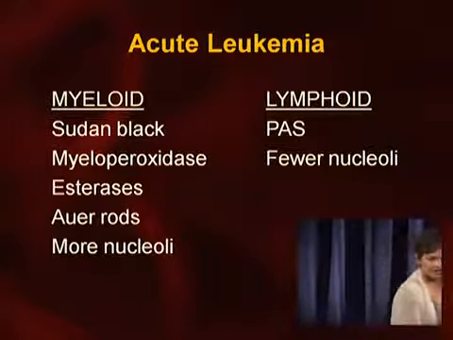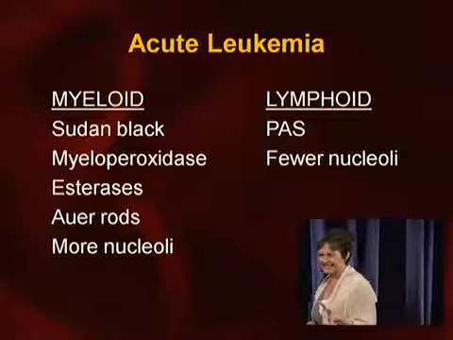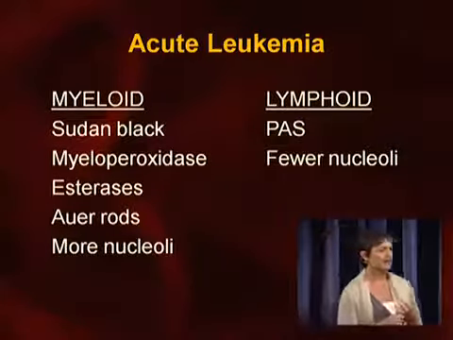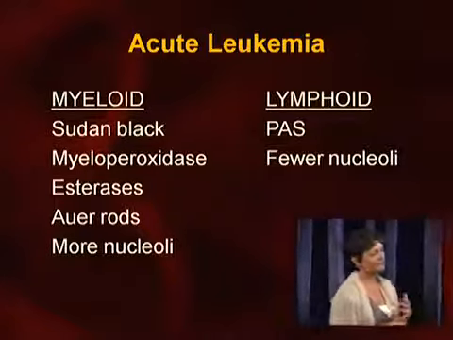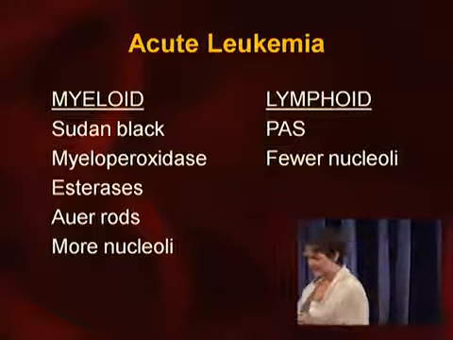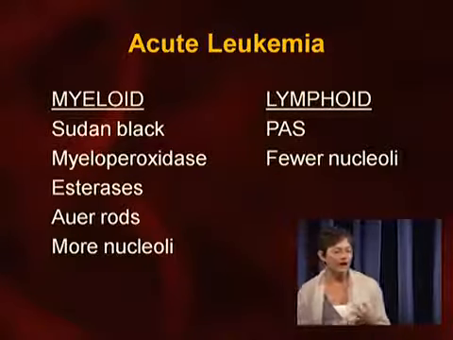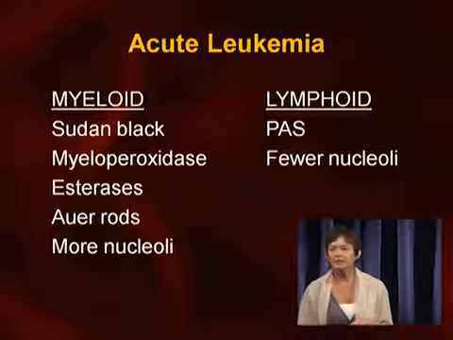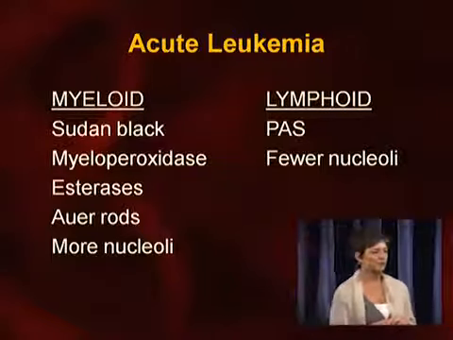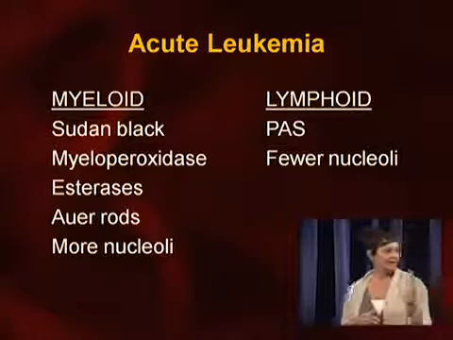When we talk about acute leukemia, we talk about both of those subtypes, myeloid and lymphoid, and you can see there are some distinguishing things between the two. Myeloid cells, when we stain them, are going to stain positive for a stain called Sudan black, or myeloperoxidase, or esterase. When you look at a myeloid cell under the microscope, you may see Auer rods, you may see granules, and you typically see more nucleoli than not. So you may see 2 or 3 nucleoli in the cell. So more nucleoli, granules, Auer rods, and then those stains.